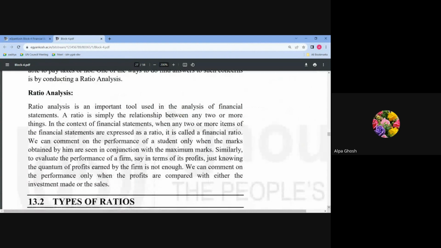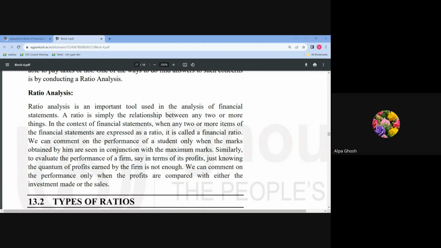Now, when we talk about ratio analysis, it is a financial tool. And I told you it compares two data. It tries to establish the relationship between two or more variables. And in this context, we take into account two items from the financial statements, or more than two items.